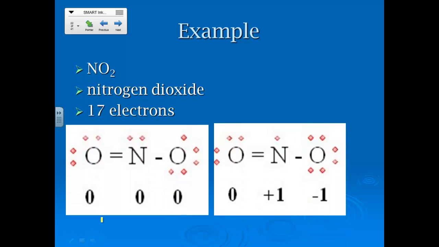Nitrogen dioxide, again, here are the two options with formal charges. Where do we get nitrogen equal to 0? Well, nitrogen has 5 valence electrons. It gets credit for 1, 2, 3, 4, 5, so it equals 0. Oxygen has 6 valence electrons. It gets credit for 1, 2, 3, 4, 5, 6. It's equal to 0. All the zeros, this is the one that is favorable. And this could be a resonance structure as well, but this is the more favorable one.